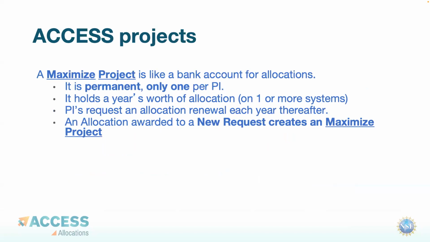These ACCESS projects, the Maximize project, are sort of like a bank account of an allocation. They're renewed every year, replenished every year. You can extend them if needed, but not all the time. You want to make sure that as you draw on these, you could supplement if you get ahead of schedule of your plan of usage, but these are renewed each year for a 1-year process.